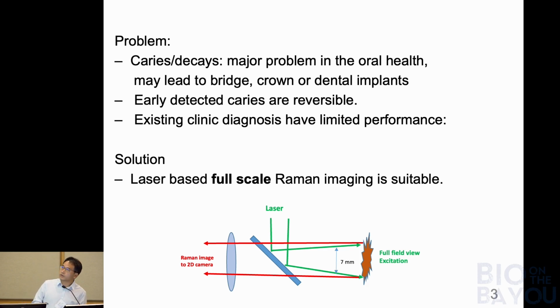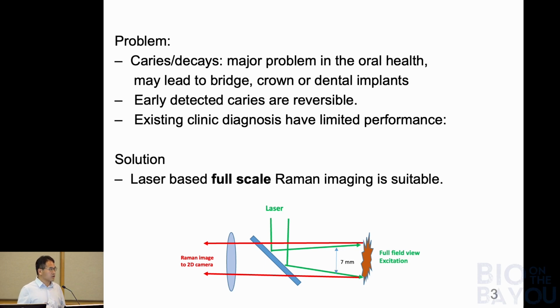So we proposed using a laser to get Raman images from the teeth. Now, Raman imaging is an inelastic scattering, so that way, it will be able to detect caries at the early stage. One key modification compared to the typical imaging system is that in our setup, we send the laser through this dichroic mirror, and it does not go through the objective when it reaches the sample.